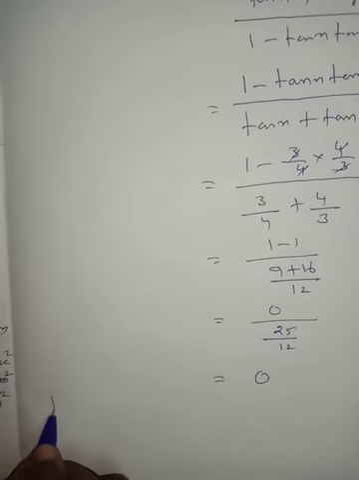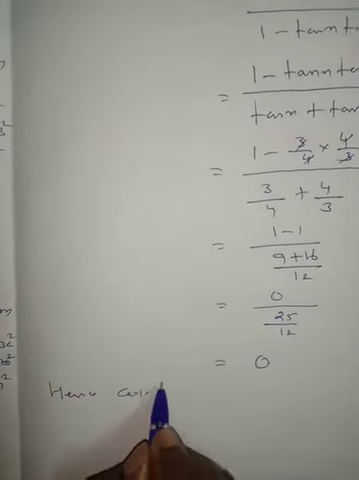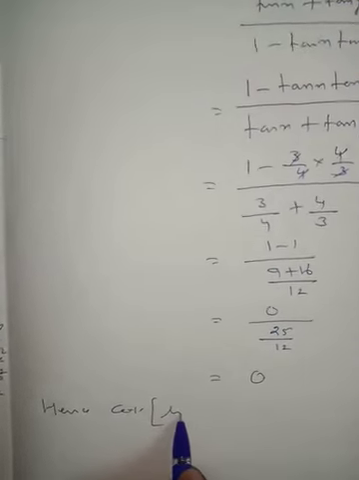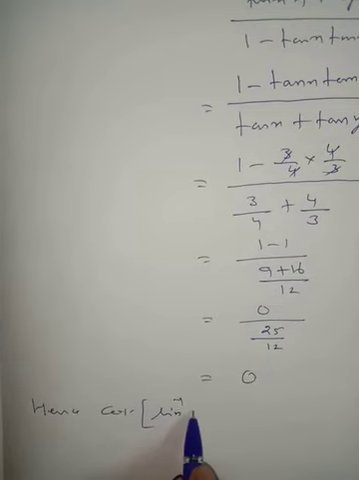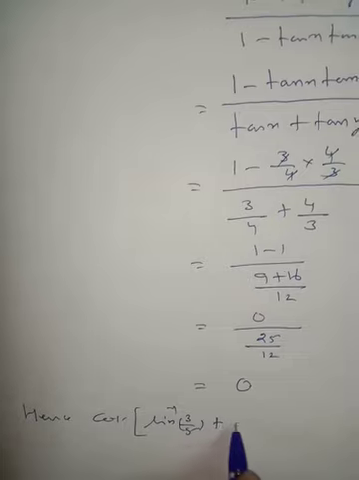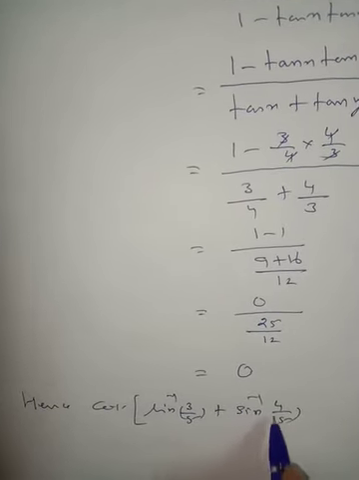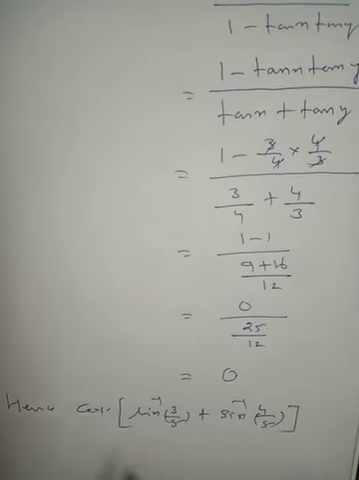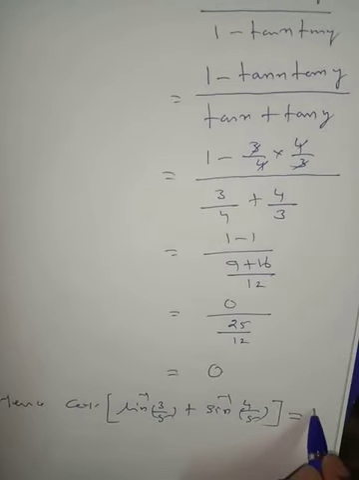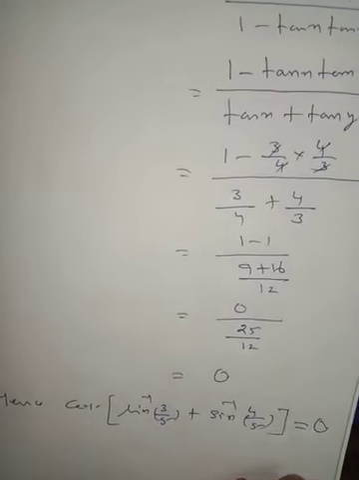Hence cot of sine inverse of 3 by 5 plus sine inverse of 4 by 5 is equal to 0.